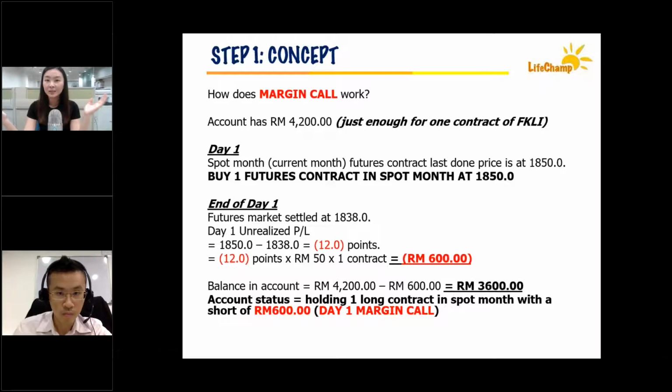So let's say you didn't close the position, you hold it overnight. The balance in the account would become 4,002 minus 600. So now your account goes from 4,002 to 3,402. As we said just now, for FKLI, for one contract, you need to have at least 4,200 inside for you to hold one contract. So in this case, your account is below that already. So next day, you will have the day one margin call.